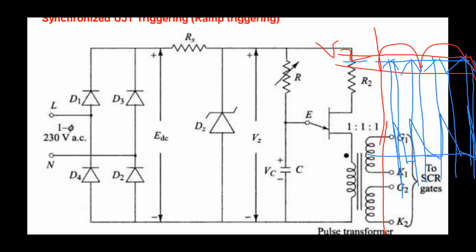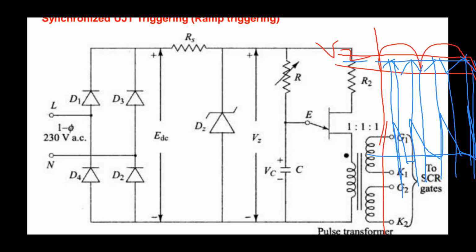So these pulses can be given to the gate terminal of the SCR. Here we can turn on more than one SCR, since the pulses available at the secondary of the transformer can be applied to the gate terminals of more than one SCR. Okay, so this is the synchronized UJT triggering circuit.